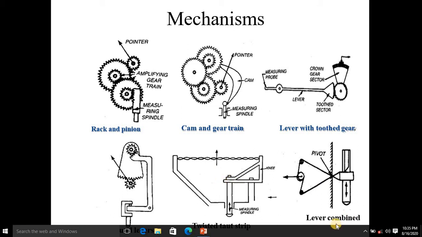And last is the combined lever. You can see the upward and downward movement of the plunger results in this point being pivoted, and hence the strip which is attached at the roller is rotated, and hence the pointer rotates. So the linear or vertical movement of the plunger results in rotating movement of this drum, which gives the reading. So these are the different mechanisms that can be used in a mechanical comparator.